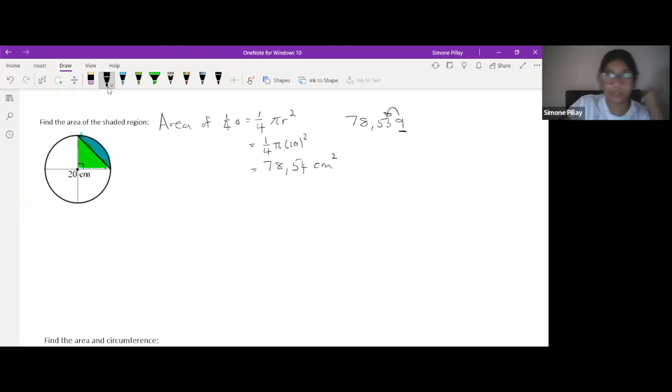Now I have my quarter circle. Now let's do the area of my triangle. Narisha, this is why we don't need to do Pythagoras just yet, because the area of my triangle is half base times height. I know what my base is. I'm going to take this as my base, and that's going to be 10. And then here's my height. And this height, guys, I'm so sorry about my skew lines, is also a radius. So it's also going to be 10.